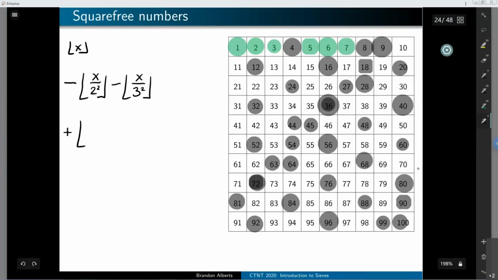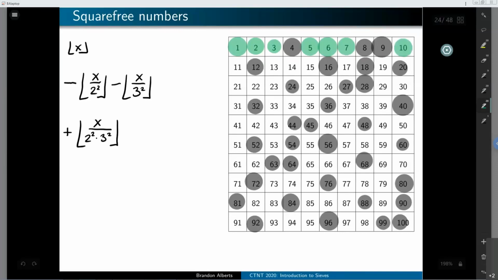The set of numbers that we overcounted are the numbers that are divisible by both 4 and 9. In other words, all the numbers divisible by 36 had been over-removed. So if I add back in the floor function of x divided by 36, that will undo the fact that we had overcounted those numbers. Okay, so we keep going.